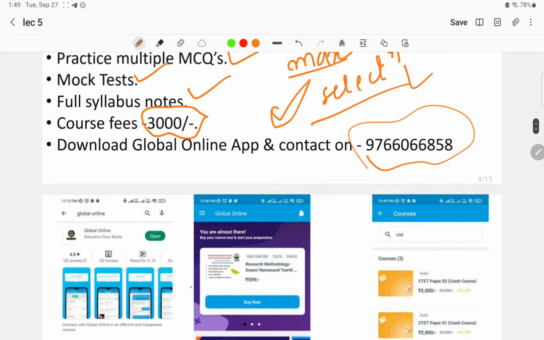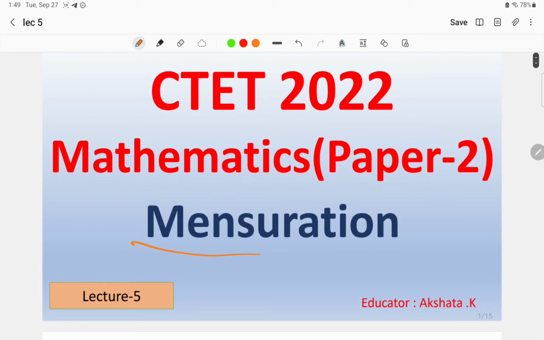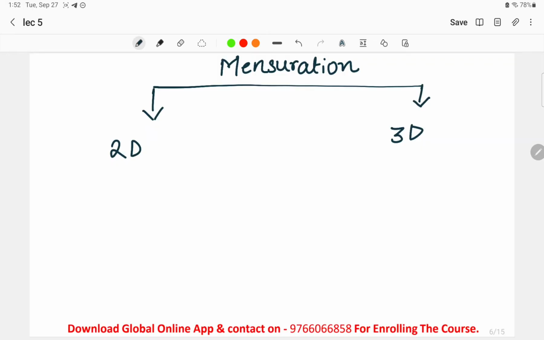Now in today's lecture we will discuss the topic called mensuration. What are the things that we have to discuss in mensuration? Let us go in detail. In the mensuration topic we actually discuss two kinds of different structures. One is the 2D structure and the other is the 3D structure. 2-dimensional and 3-dimensional structures will be discussed in mensuration.